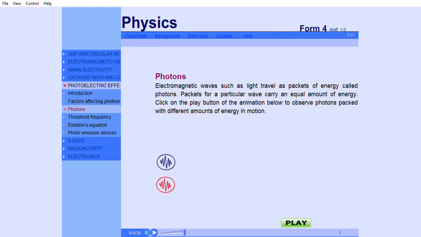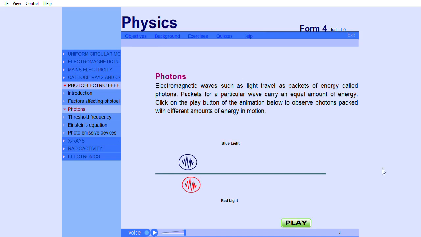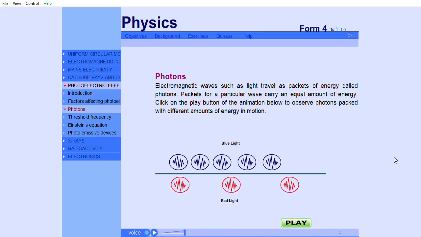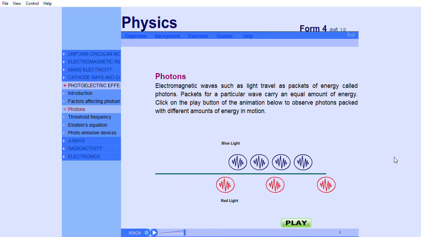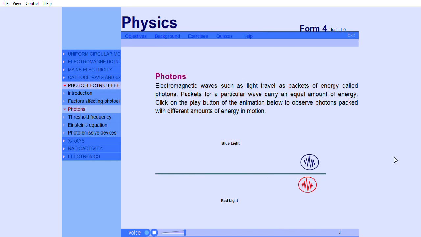Photons. Electromagnetic waves such as light travel as packets of energy called photons. Packets for a particular wave carry an equal amount of energy. The illustrations below show the photons for red and blue light. Click on the play button of the animation below to observe photons packed with different amounts of energy in motion.